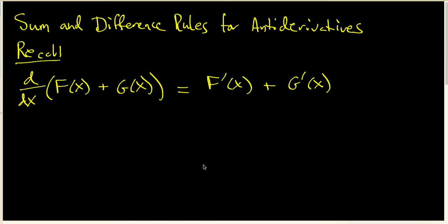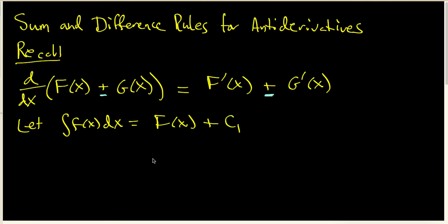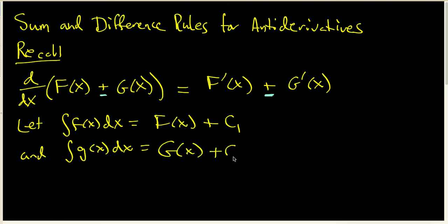And if I think about wanting the derivative of a difference, capital F minus capital G, that's just going to be the difference of the derivatives. So what I now want to do is use this fact to find antiderivative rules. I'm going to let the antiderivative for little f of x be capital F, plus, of course, any constant that I want to add, so I'm just going to call it C1. And I'm going to let the antiderivative for little g of x be capital G of x, plus any constant that I want to add called C2.